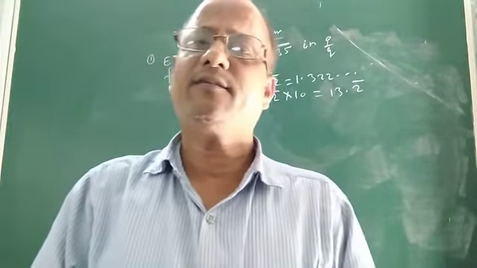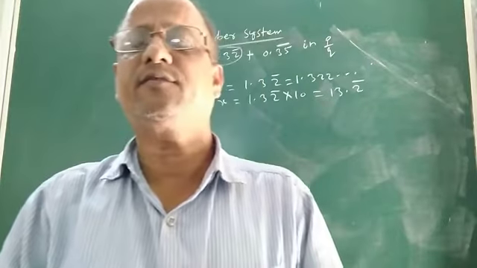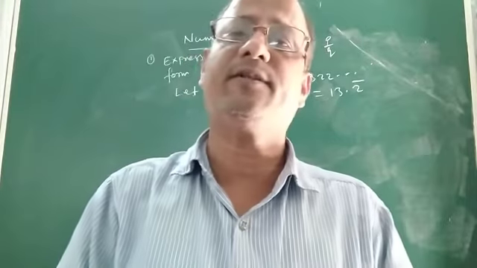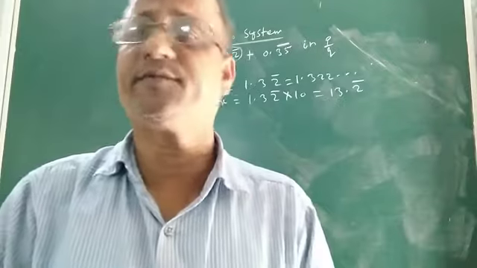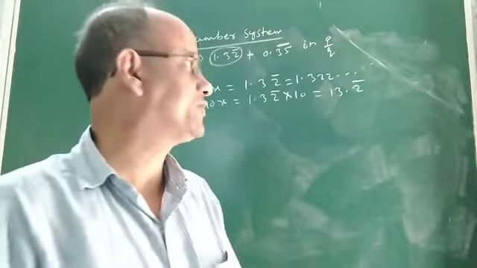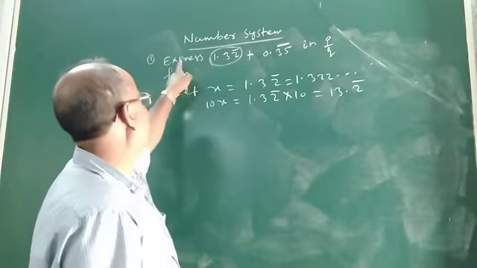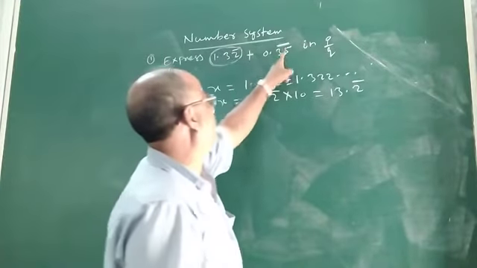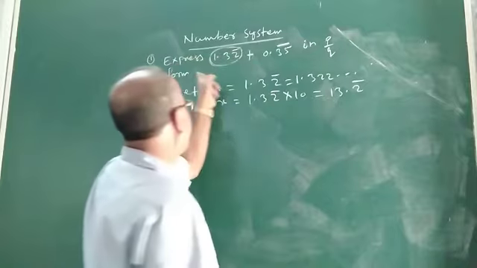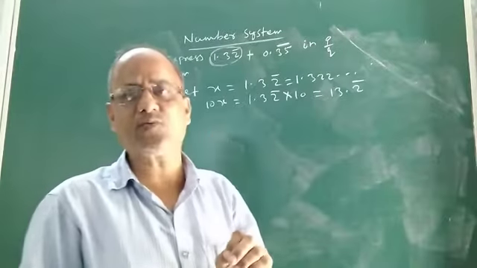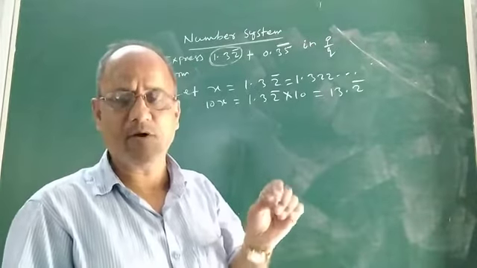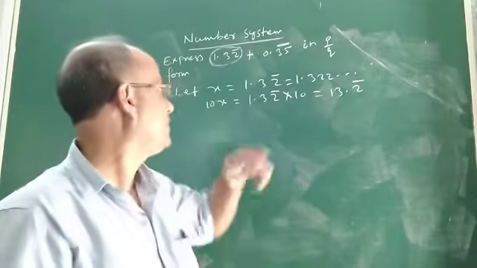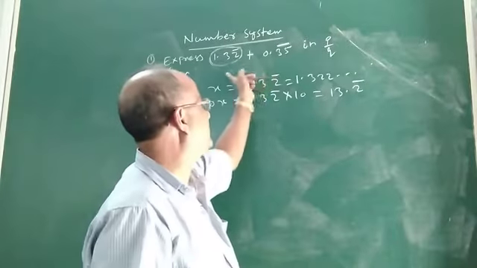Children, today let us discuss a few questions which are very important from the examination point of view from the chapter number system. Let me discuss one question. Suppose you are given: express 1.32 bar plus 0.35 bar in P by Q form. P by Q form means what? It is rational number form where P and Q are integers. So how to express the sum of these two numbers?